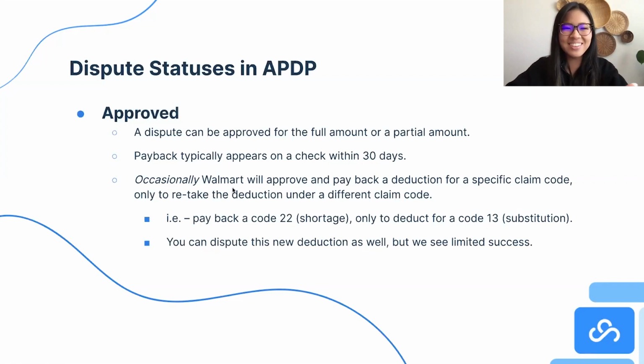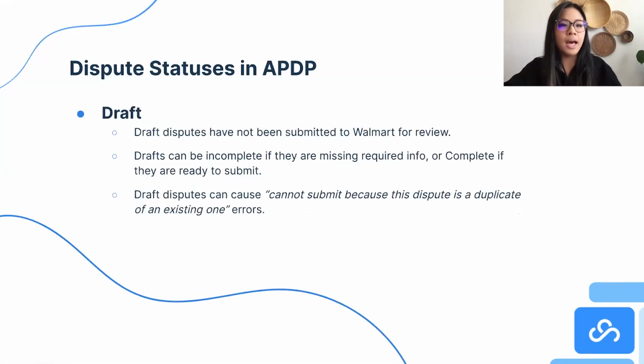Occasionally, and we mentioned this earlier, Walmart will approve and pay back a deduction for a specific claim code, only to retake the deduction under a different claim code. I won't go too hard into this just because we talked about it earlier, but you can dispute this new deduction as well. But as I mentioned earlier, we see a little bit more limited success, just because, again, this is Walmart kind of reaffirming that they took it correctly.